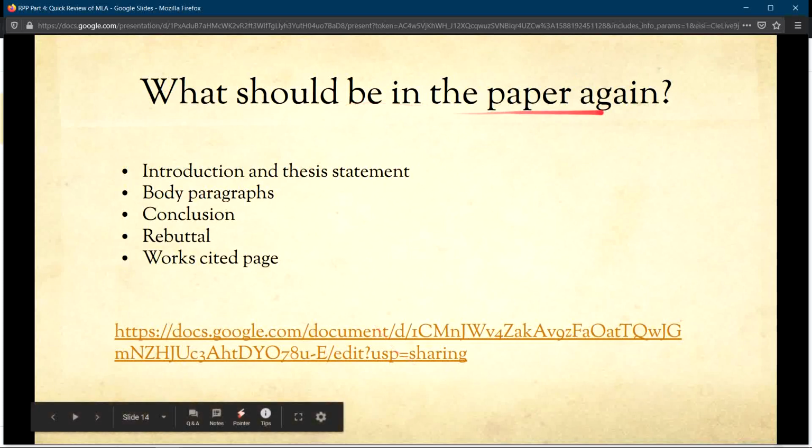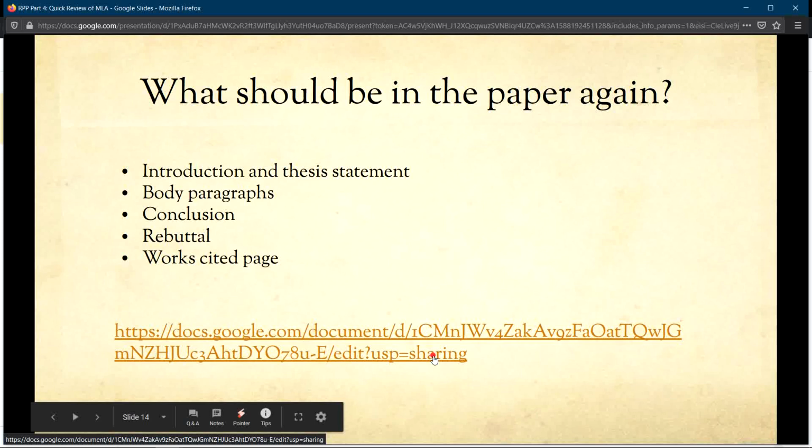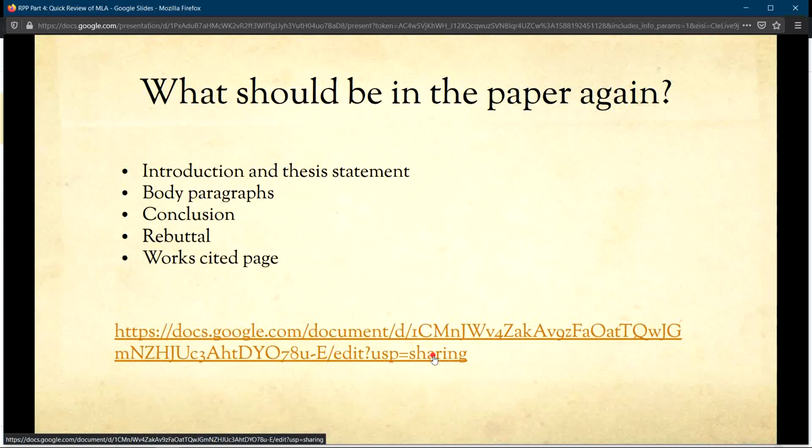So what should be in the paper again? You should have an introduction and thesis statement, body paragraphs, a conclusion, a rebuttal, and also a works cited page. And this is the link that opens the Research Positions Paper Guidelines, or the RPP guidelines.